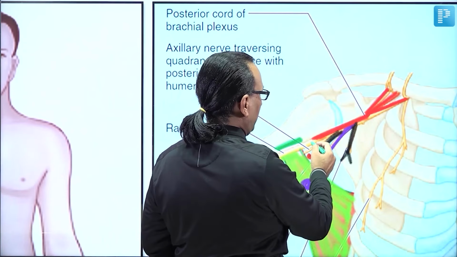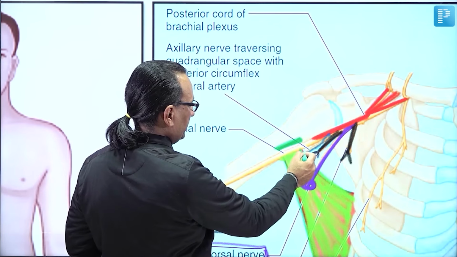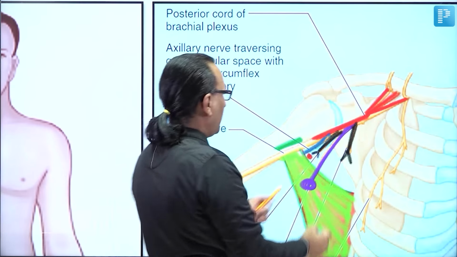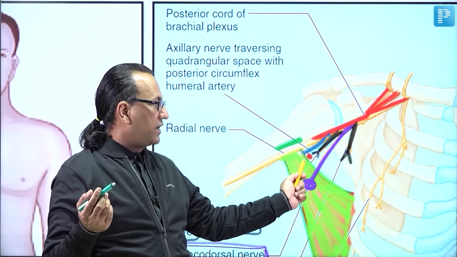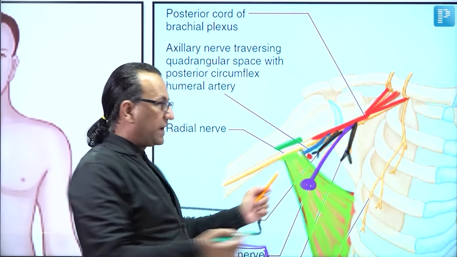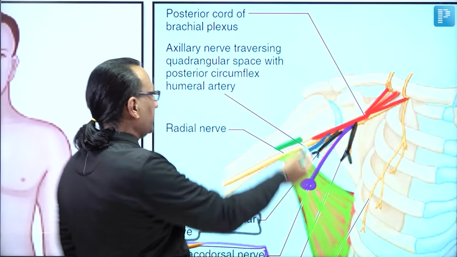As we have seen, the posterior cord of the brachial plexus gives the upper subscapular, lower subscapular, and the thoracodorsal nerves. What about the axillary nerve? As you notice, the axillary nerve coming from the posterior cord of the brachial plexus is followed by one artery, the artery which is going posterior to the humerus and around the humerus. That's why the name is posterior circumflex humeral artery. It is a branch of the axillary artery, which is also in the axilla. And together with the axillary nerve, it is lying in the quadrangular space, as you notice here. So in the quadrangular space, you have the posterior circumflex humeral artery along with the axillary nerve.